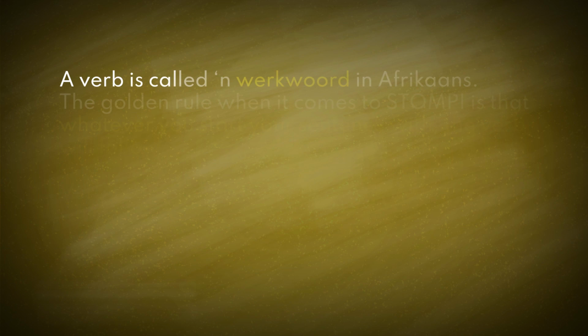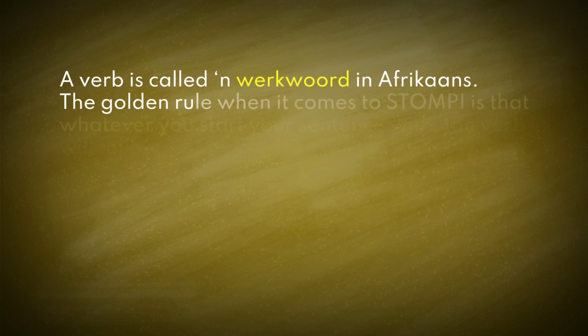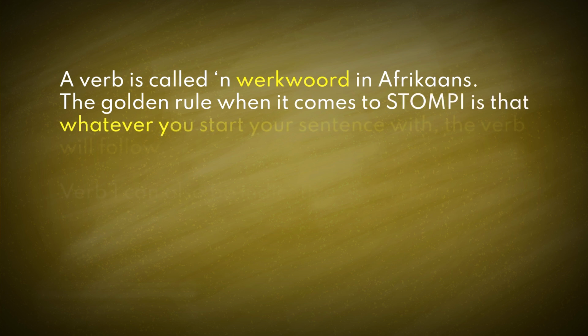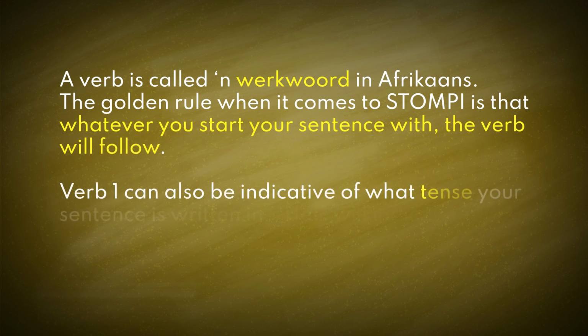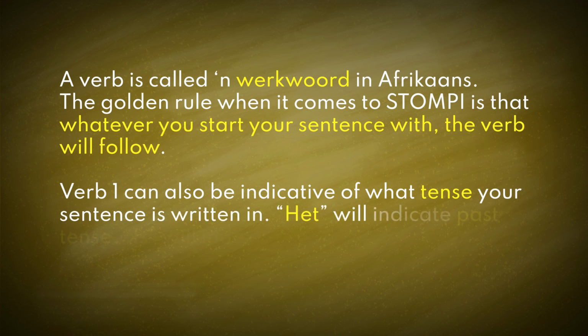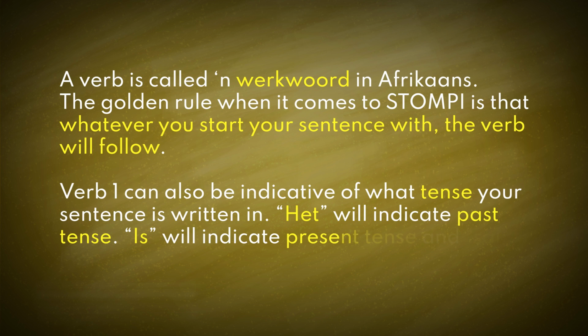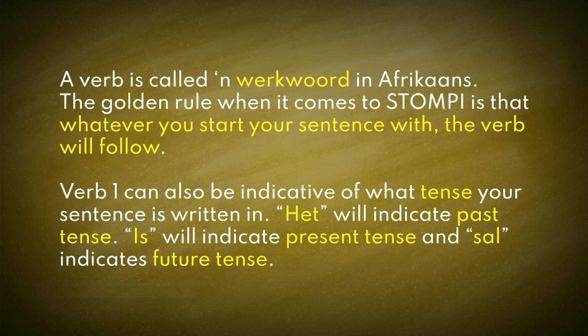Verb 1 is your first verb that is listed in the sentence. A verb is called a werkwoord in Afrikaans. The golden rule when it comes to STOMPI is that whatever you start your sentence with, the verb will follow. Verb 1 can also be indicative of what tense your sentence is written in. Het will indicate past tense, is will indicate present tense, and sal indicates future tense. For example, if we use the sentence Anne skryf toets again, skryf will be the verb 1 as it is the action word. If we use the sentence Anne is vinnig, is will be the verb 1 as it is a hulpwerkwoord that indicates present tense.